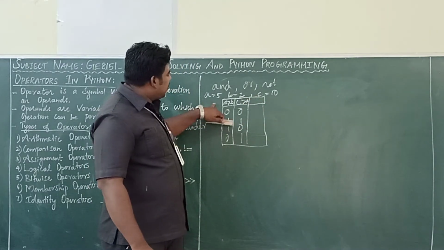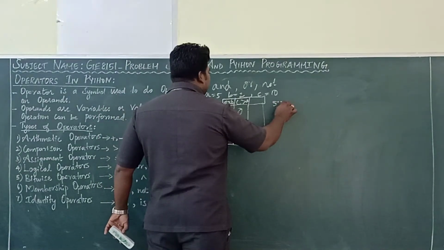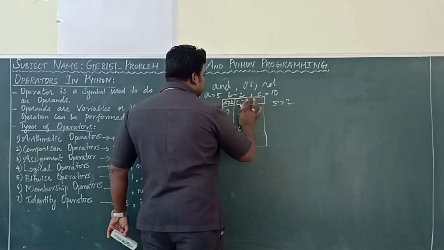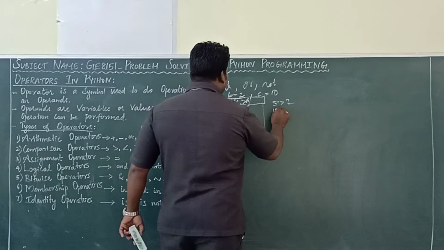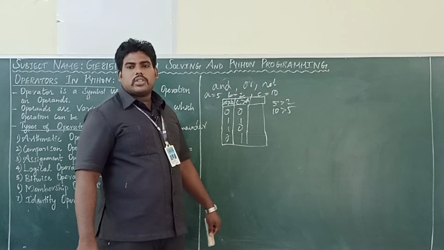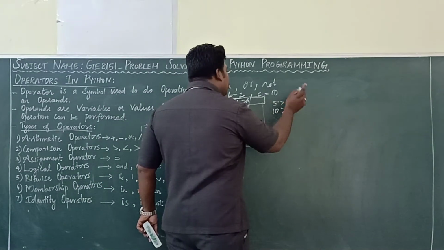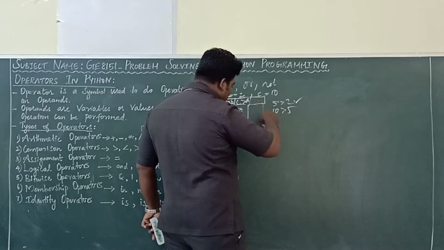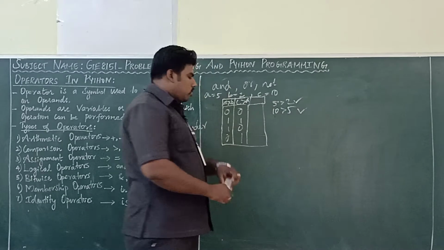What's the first condition? A greater than B, that is nothing but 5 greater than 2. What's the second condition? C greater than A, so 10 greater than 5. Is each condition true or false? Both conditions are true. You can find it, right? 5 is greater than 2, so this condition is true. Similarly, 10 is greater than 5, so this condition is also true.